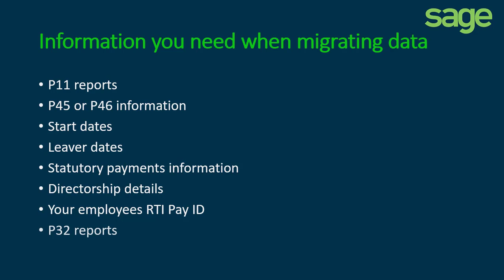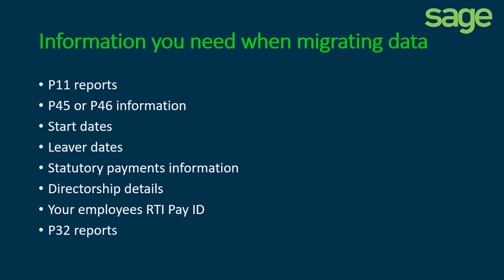And the next thing you'll need are your P32 reports. So you need these reports for the current tax year pay runs processed in the previous payroll system. You need these to enter statutory pay or employment allowance you've claimed during the year. And you should also have a copy of these for your personal records as well.